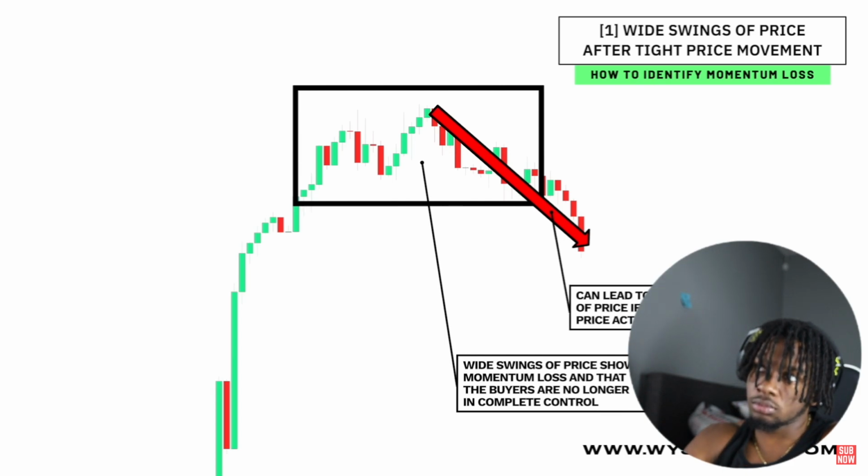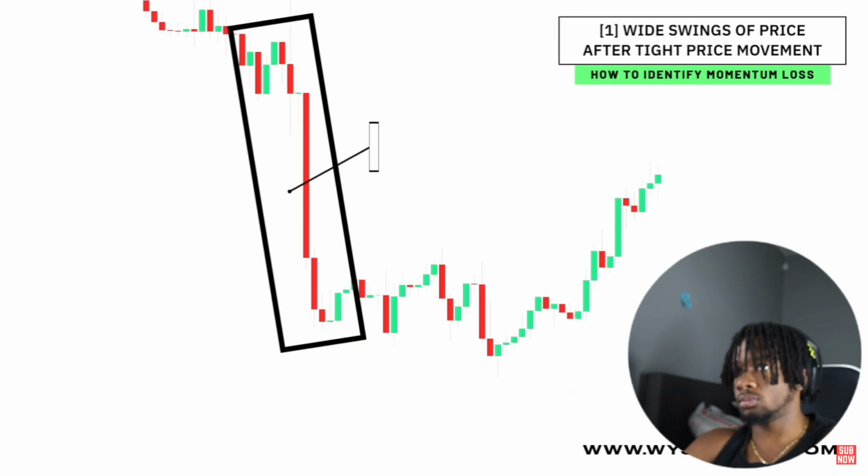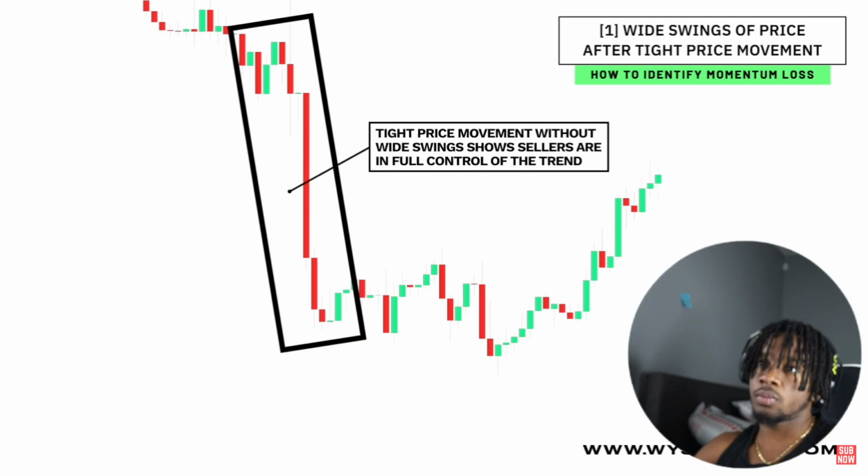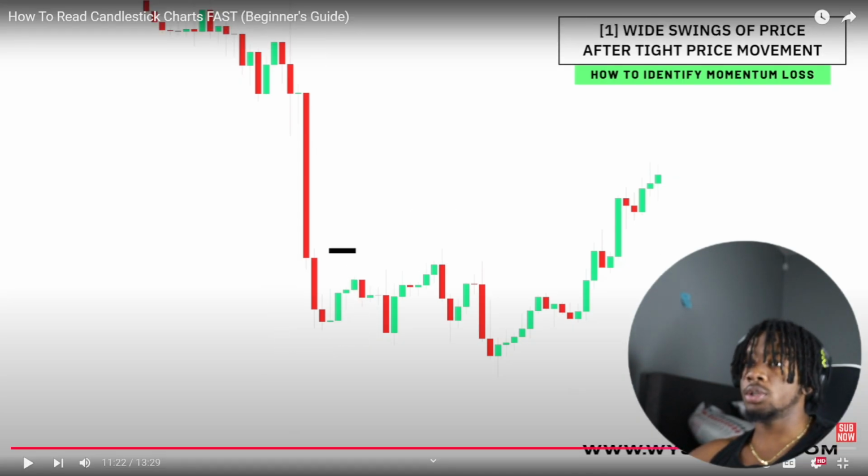Going in the opposite direction, this downtrend here is tight price movement, which means the sellers are in full control. For example, in this trend, like I just said, we're in a downtrend, clear as day. We have a trend within the trend. So let's say this was a daily trend.